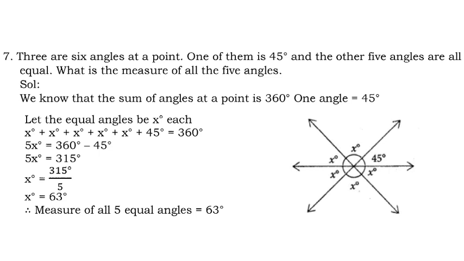So 5x plus 45 degrees is equal to 360 degrees. So 5x degrees is equal to 360 degrees minus 45 degrees. 5x degrees is equal to 315 degrees. So x degrees is equal to 315 divided by 5. 315 is divisible by 5, 63 times. So the value of x is 63 degrees. Therefore the measure of all 5 equal angles is 63 degrees.